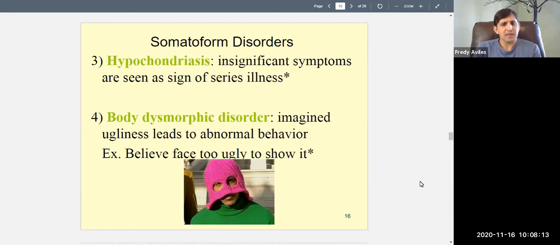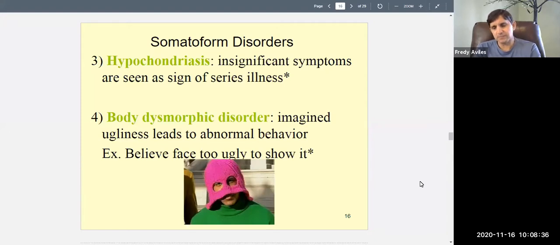Fat Albert, that's the name of the cartoon. And they made a movie about it. There's this character who's always wearing something like that. I don't know what you call that, a hoodie. He's always wearing something like that, covering his face all the time. He refuses to show his face. He probably has body dysmorphic disorder. Doesn't want to show his face, believes there's something really wrong with it.